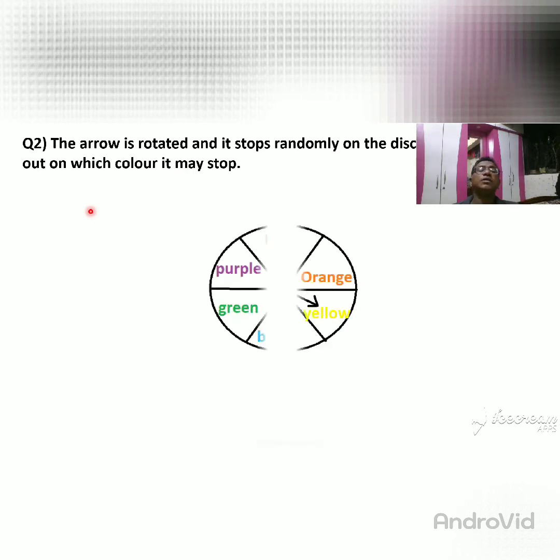The arrow is rotated and it stops randomly on a disc. On which color may it stop? So here we must draw the disc, and that disc having the colors. So see, this is the disc. This is the red color. Afterward this is the orange color. Afterward this is the yellow color. Afterwards it is the blue color. Afterwards it is the green color. Afterwards it is the purple color. Do you understand? So that is the disc and that disc having the colors.